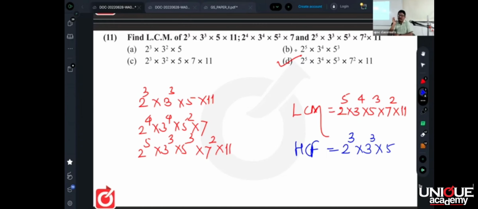Here you can see on the board, I have taken only the bases common to all. What are those? 2, 3, and 5. To find the HCF, we have to take the minimum powers. So 2's minimum power is 3, in the first number. 3's minimum power is in the first and third number, while 5's power is 1 in the first number only. So 2 cube into 3 cube into 5.